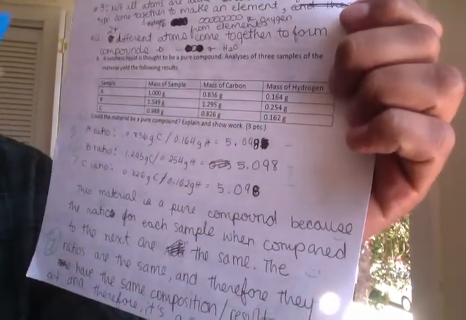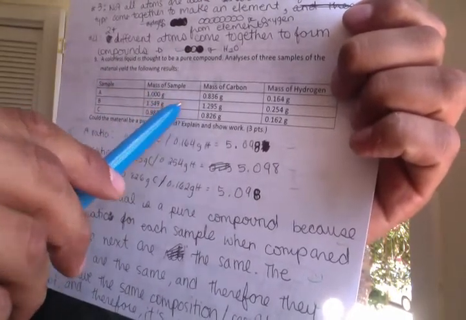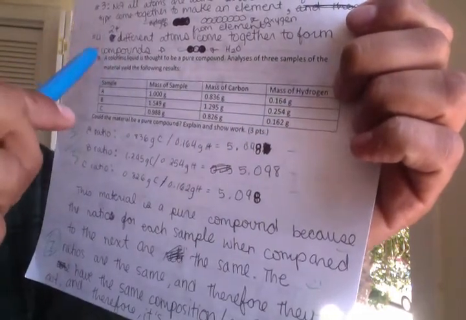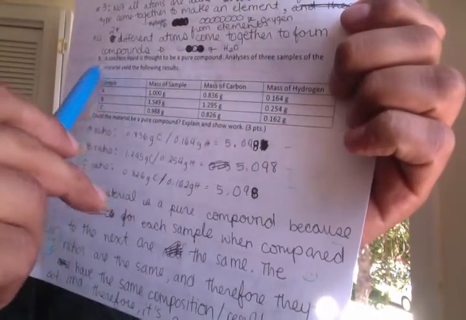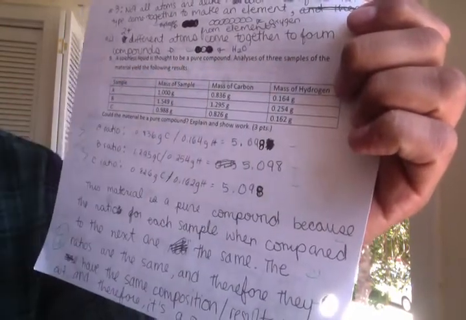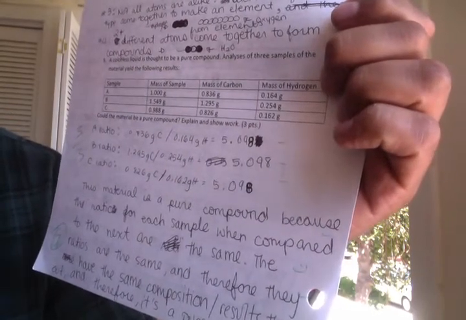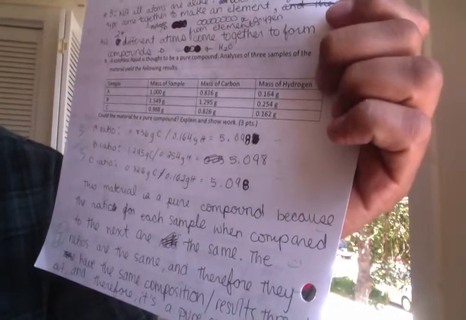At any rate, we have some data here that tells you the mass of a sample, the mass of carbon, and the mass of hydrogen. And the question is, a colorless liquid is thought to be a pure compound. Analysis of the 3 samples of the material yield the following results. So if it's a pure compound, it'll always have the same ratio of elements. Like H2O will always have 2 H's to 1 oxygen.